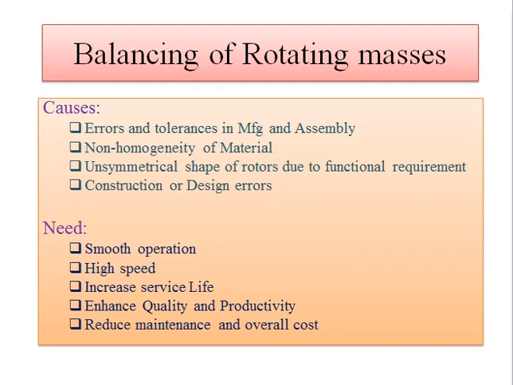So here we see the causes of unbalance. Generally, errors in manufacturing, where the tolerances are not properly achieved during manufacturing, or when we assemble the components, proper tolerancing is not done during the assembly. That is also a main cause of unbalance. Non-homogeneity of the material and unsymmetrical shape of the rotors also cause it. Due to our functional requirements we change the shape of the rotor, and it will create an unbalance in the component as there is not a proper division of mass on both sides. Design errors again will create an unbalance.